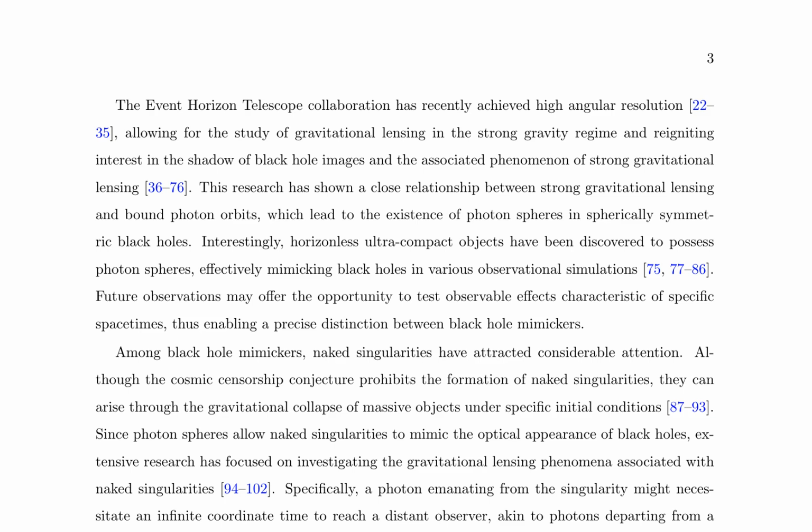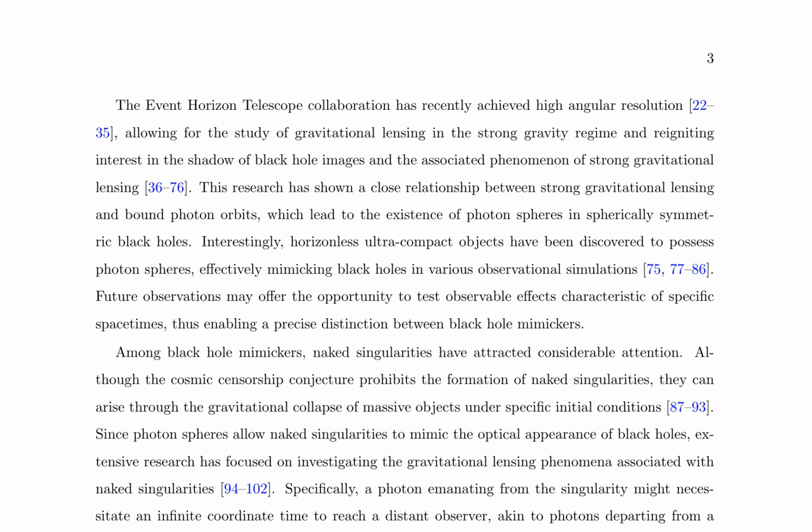Naked singularities, formed through the gravitational collapse of massive objects, can also exhibit photon spheres, allowing them to mimic black hole optical appearances. In certain spacetimes with naked singularities, photons can escape the singularity in a finite coordinate time, depending on the singularity's nature. This influences the observational signatures of naked singularities.